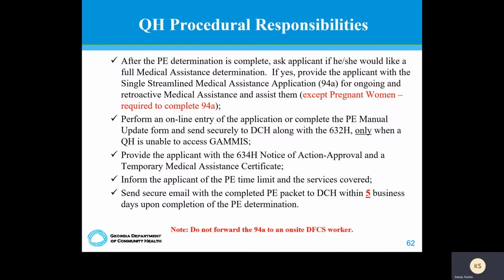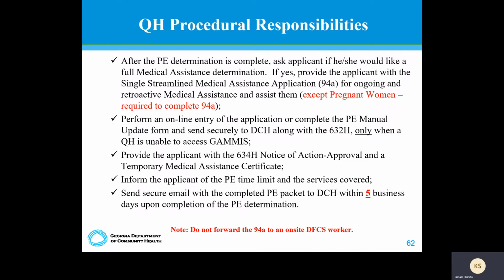And then you need to let everybody know, if they are approved, that pharmacy prescriptions cannot be filled for at least 24 to 48 hours. And then within 5 business days from the date that you do that application, you have at least 5 business days to send that PE packet to DCH.